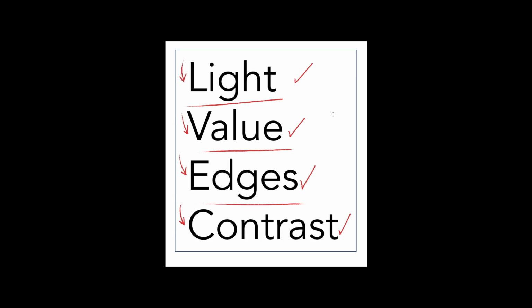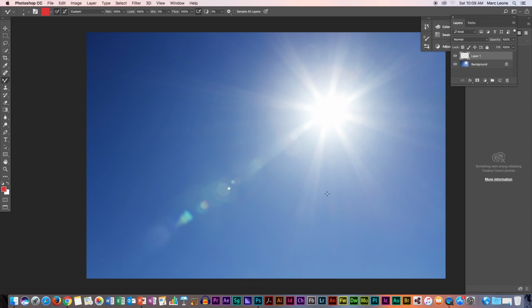Okay, so let's go on now to talk about each one of these very much in a general introductory sense. All right, so now we're starting out with light. Light, value, edges, and contrast.